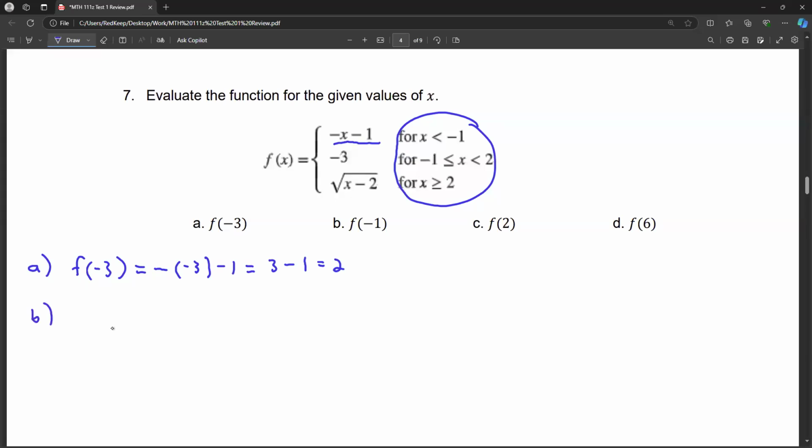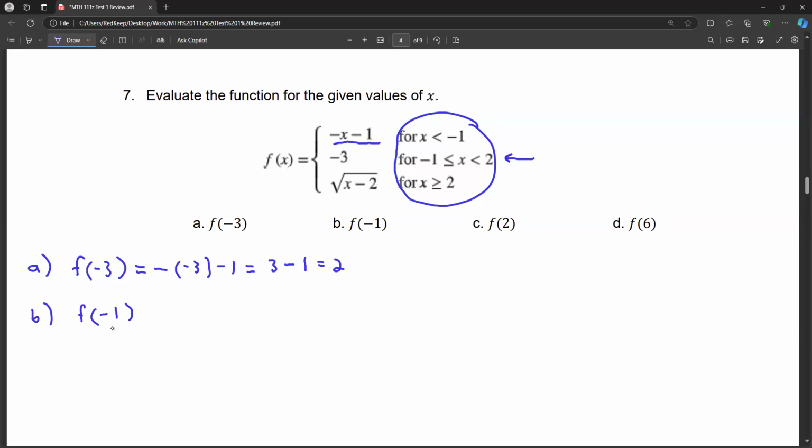Moving on to part B, they're asking what is f of negative 1? So again, we start by looking at the right side of our piecewise function, and we see where this x value lives. And note that x actually equaling negative 1 lives between negative 1 and 2.